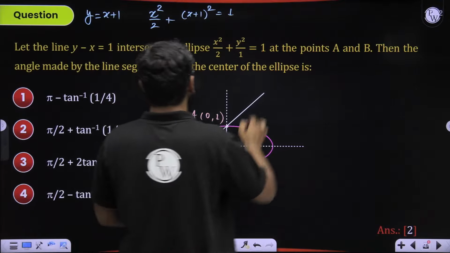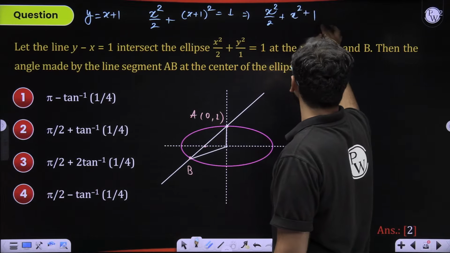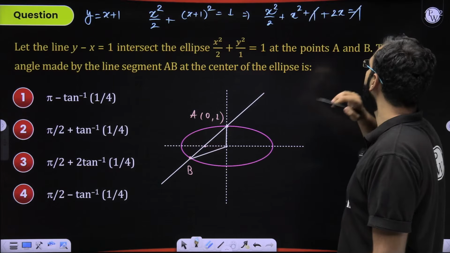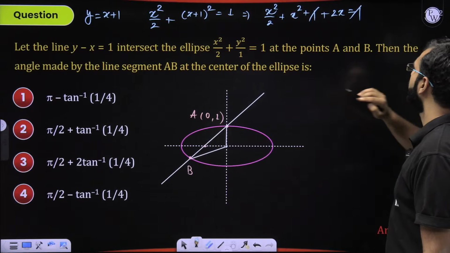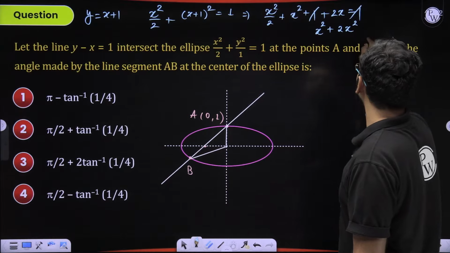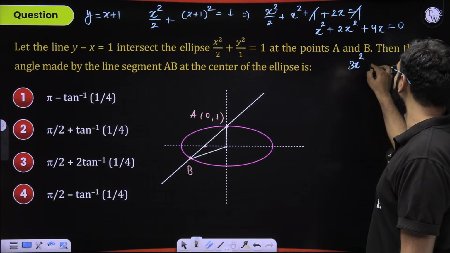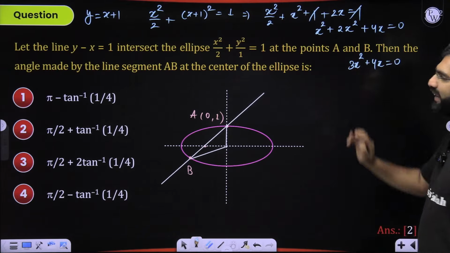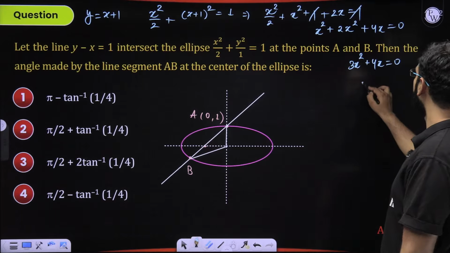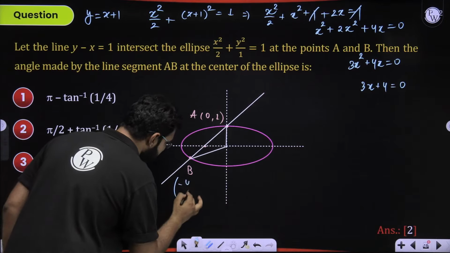So when this is simplified, it gives you what? x square by 2 plus x square plus 1 plus 2x is equal to 1, right? So this 1 and this 1 are cancelled. And then what do we get? If I multiply both the sides by 2, it will be x square plus 2x square plus 4x is equal to 0. With that, it leaves you with 3x square plus 4x to be 0. 1 x I can take common and cancel, because x equal to 0 we have already found, that is the A. So with that, I'll be left with 3x plus 4, which gives you minus 4 by 3. So this B has x coordinate as minus 4 by 3.